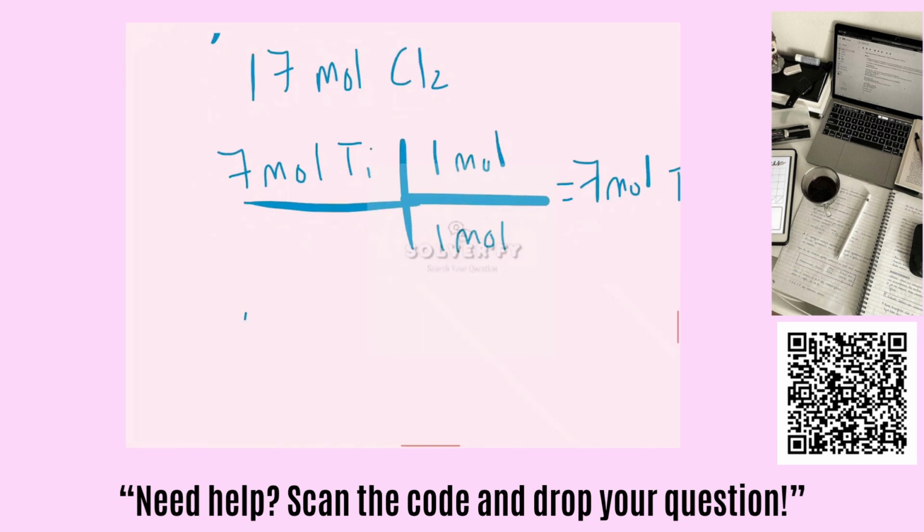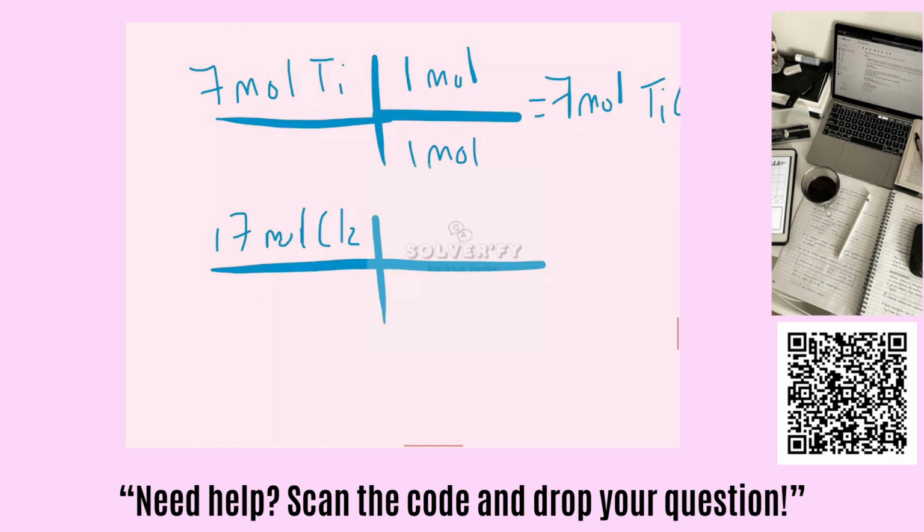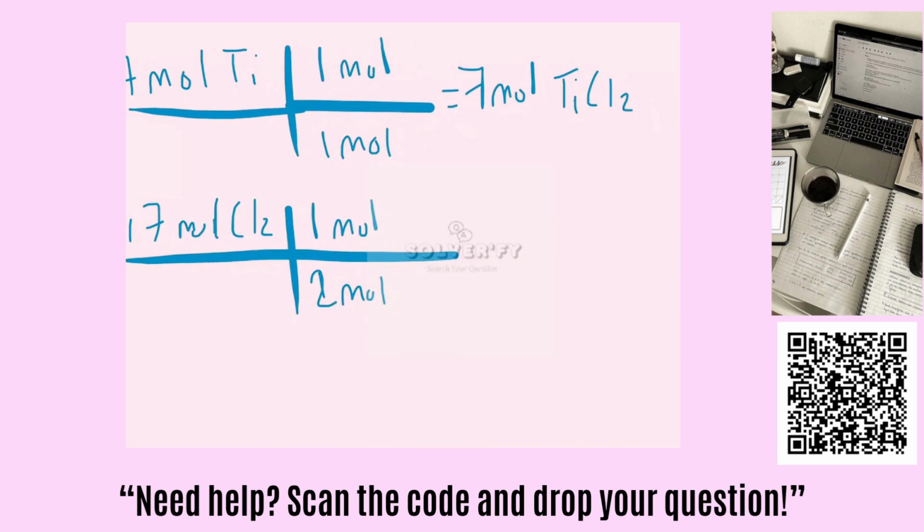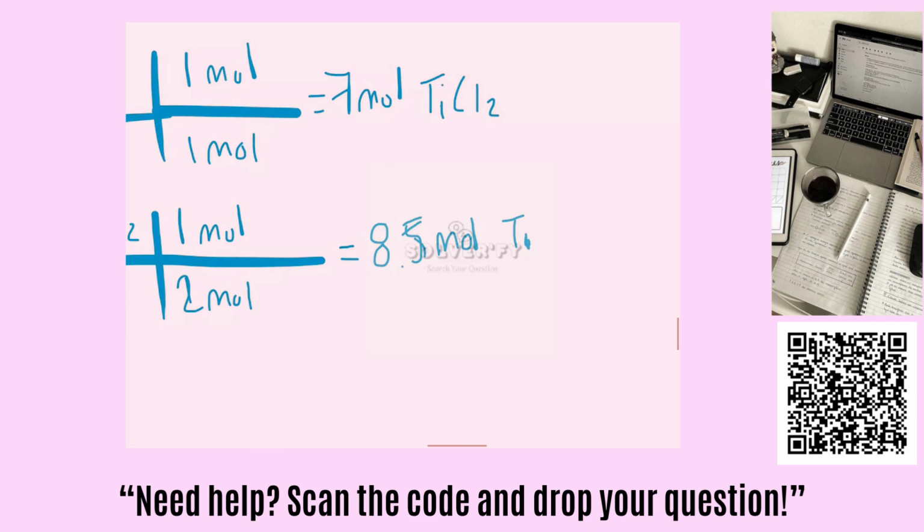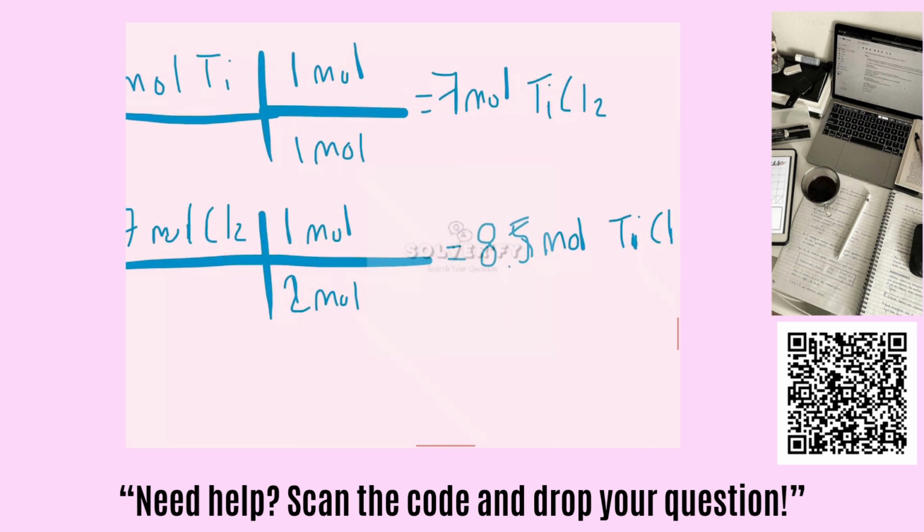Okay, and let's say we used all 17 moles of chlorine. The mole ratio was 2-to-1, so for every 2 moles of chlorine, we get 1 mole of product. So that's 17 over 2, so 8.5 moles of product. Okay, so in this case, the limiting reactant is going to be the titanium. We only have enough titanium to make 7 moles of product, and so this will be the theoretical yield.